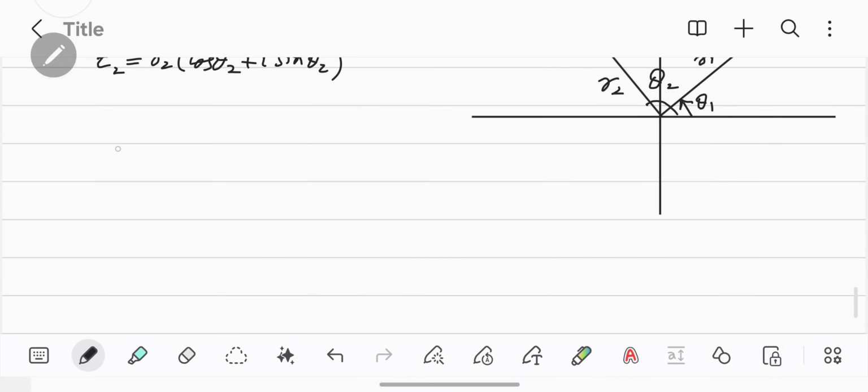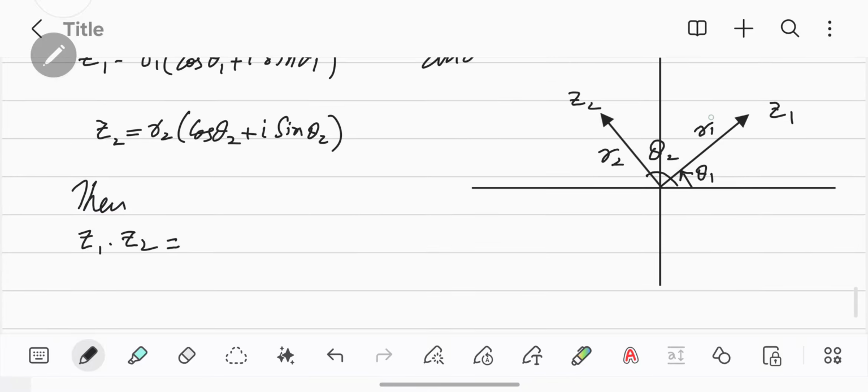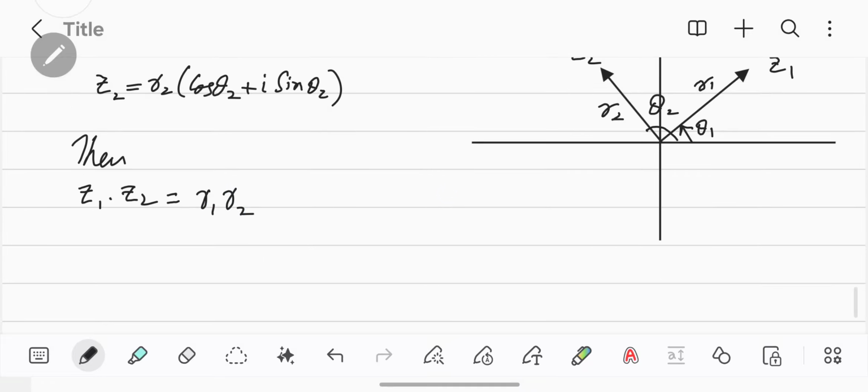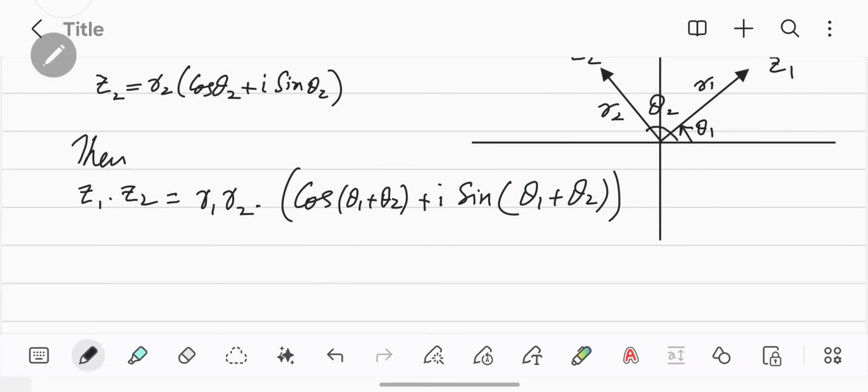Now we claim that when you make the product of z1 with z2, then the product of z1 and z2 is the product of the radii, r1 times r2, into cosine of the angle theta 1 plus theta 2, plus iota sine of theta 1 plus theta 2. This is their product. This we have to prove.